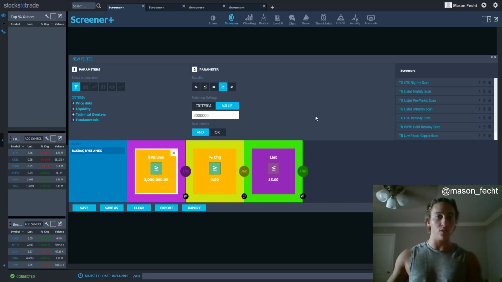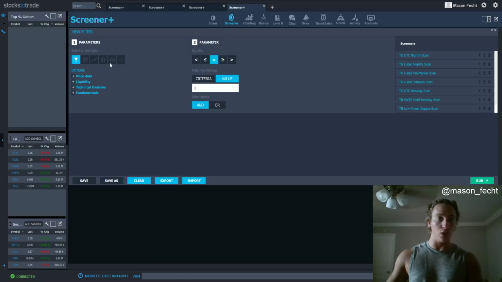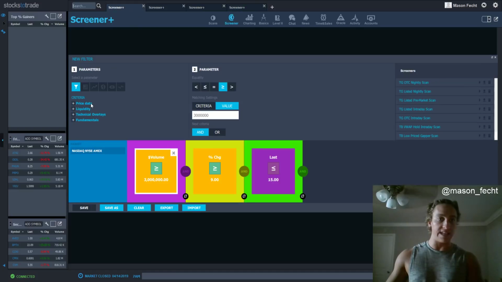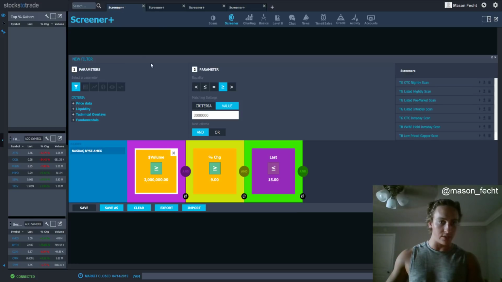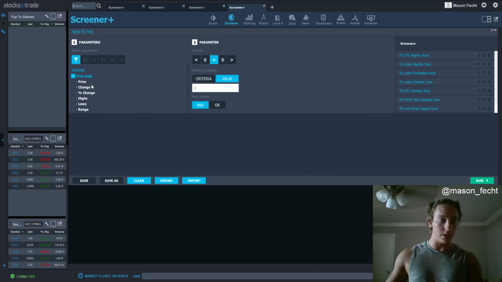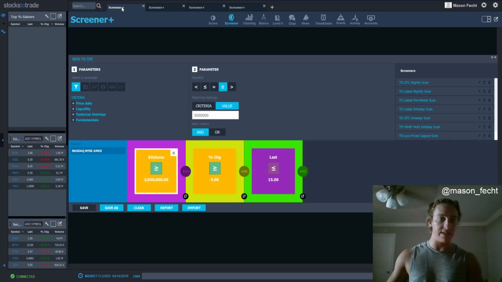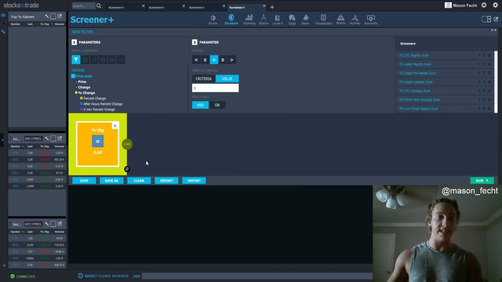So as I said, first we're going to start with the listed intraday scan. So the first thing we're going to do is go to price data. And let me make sure I got this right. So we got dollar volume, percent change, last. Okay. So we'll go to percent change first. I have it set at greater than or equal to 9%.